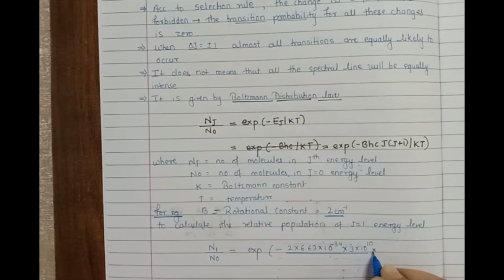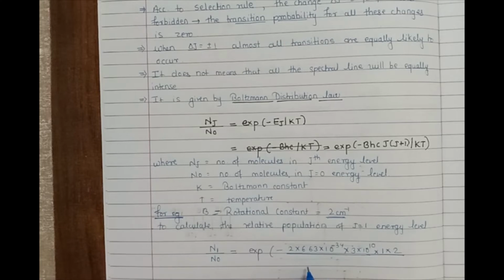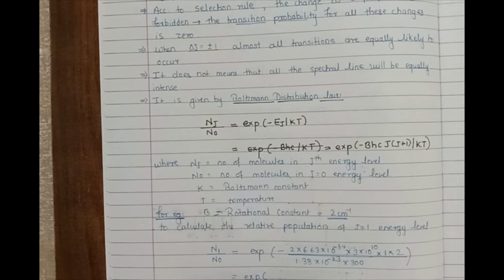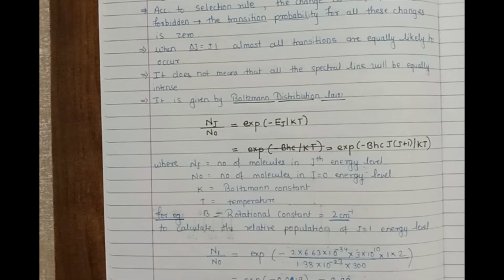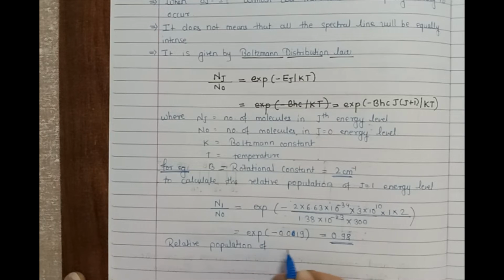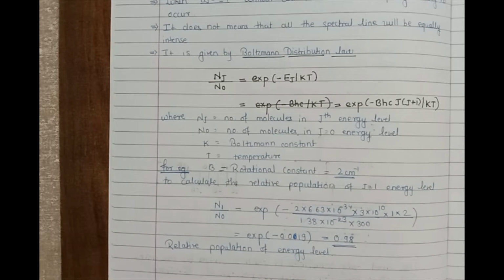Now we are taking J equal to 1 into J plus 1, upon kT, that is 1.38 into 10 raised to minus 23 into temperature 300. We are taking room temperature in Kelvin. So this whole calculation comes to be equal to exponential of minus 0.0019, which is equal to 0.98. By using this formula, we can calculate the relative probability or the relative population of an energy level. Okay, have you understood this formula?